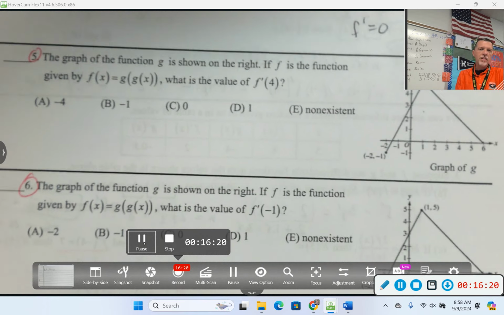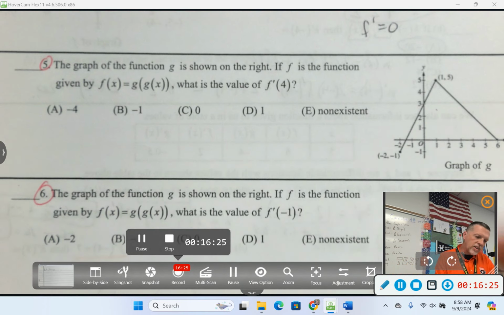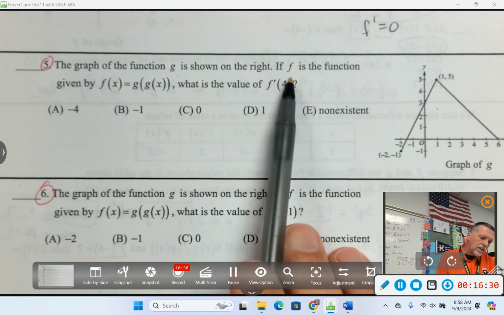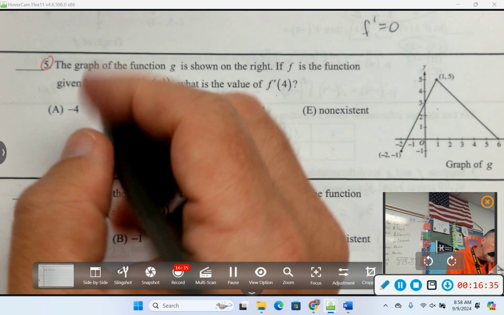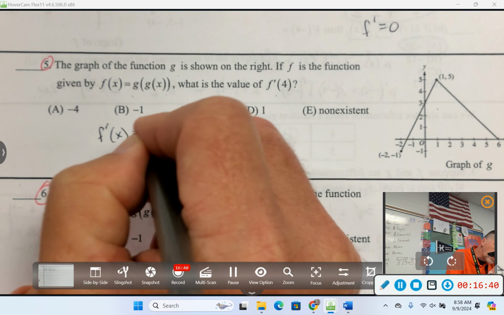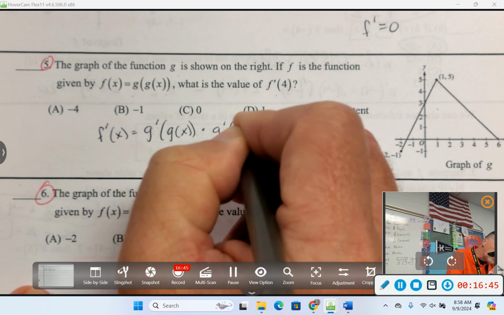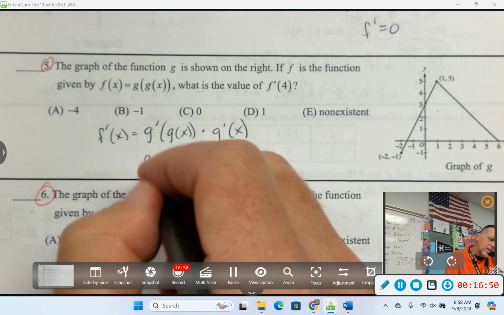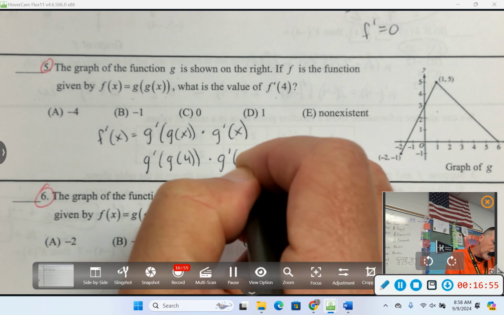Okay, number 5. That was a throwback there with the IVT. 5 and 6 have the same graph. The graph of the function g is shown at the right. If f is the function given by g of g of x, what is f prime at 4? So another chain rule problem: g prime of g of x times g prime of x. So g prime of g of 4 times g prime of 4.